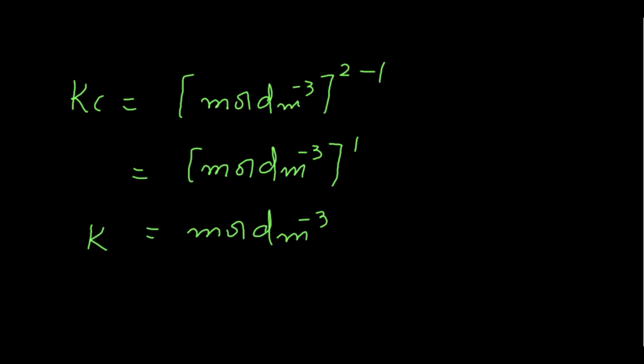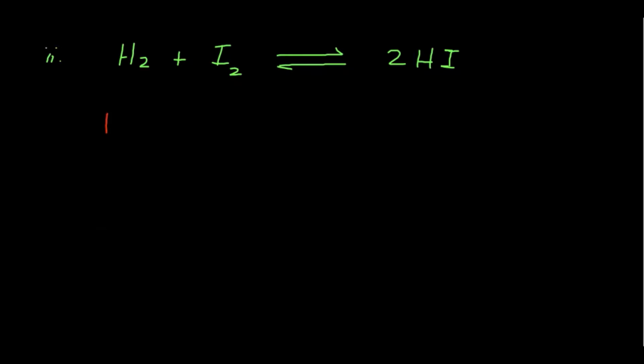I hope this is clear to you students. Now students, we will see what next question is given. The next question is the reaction of hydrogen and iodine to form hydrogen iodide. Right students? And we are asked to write the unit for Kc. In order to write the unit of Kc, first of all we will write the Kc expression.